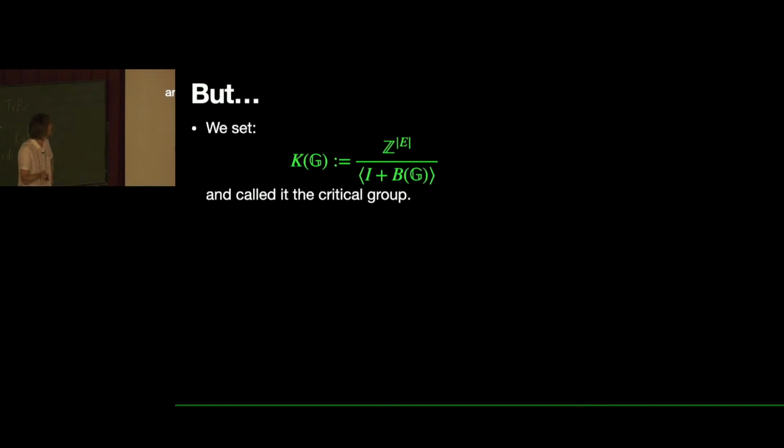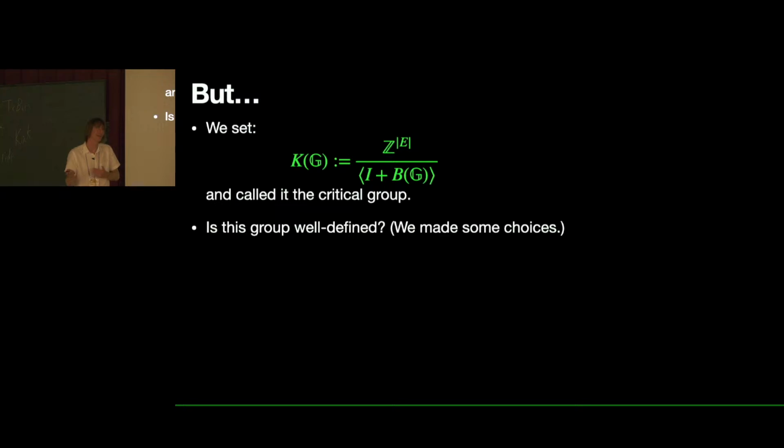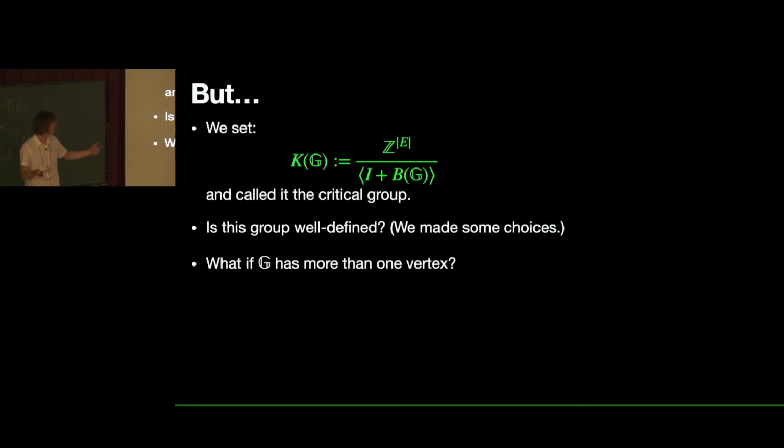But, well, I call this a critical group, and you get into questions of, is this even well-defined? Because I did make some choices in the construction here. What if G has more than one vertex? What do I do then? Because I restricted to one vertex embedded graphs. And is this even the right thing to do?